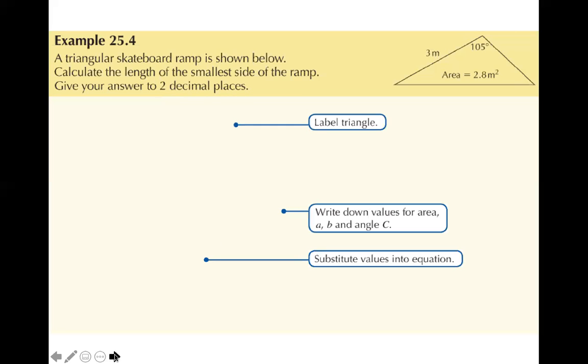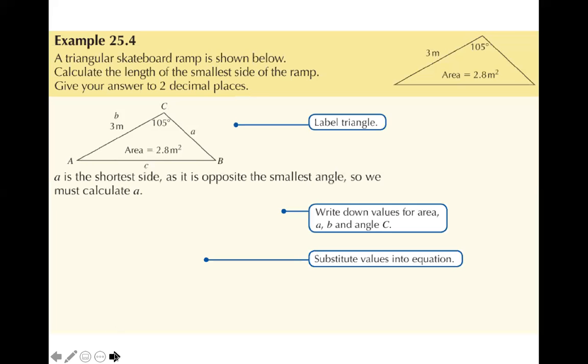Okay, so first of all, we're going to label the triangle. This is C, this is A, this is B. So you don't need the small c. The next step is A is the shortest side as it is opposite the smallest angle. So we must calculate A.